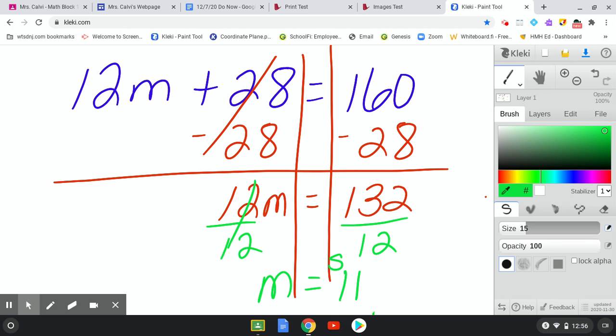And that is dollars because they are paying $11 per month plus the $28 registration fee, which is going to then cost them a total of $160 for the year. Okay, that is it for now.